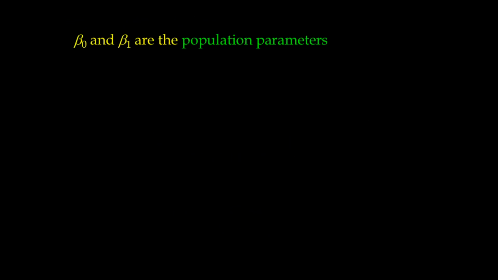Beta naught and beta 1 are the population parameters for the y-intercept and the slope. Just like mu was used to refer to the population parameter for the mean, and the Greek letter sigma was used for the standard deviation, we use beta naught and beta 1 for the population parameters of the y-intercept and the slope. We don't know the true population parameters unless we take a complete census, so when we get our data from a sample, we are getting what are called sample statistics rather than true population parameters.